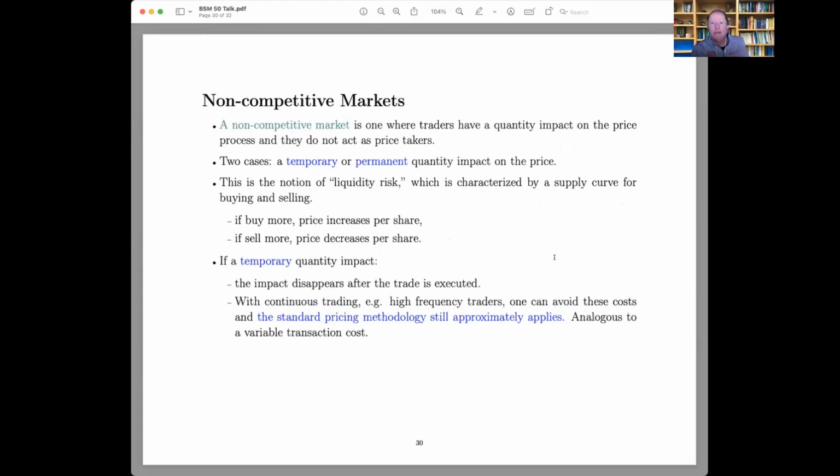I'm trying to move quickly, so I know I'm talking fast, but this is the last modification extension that we need to discuss.